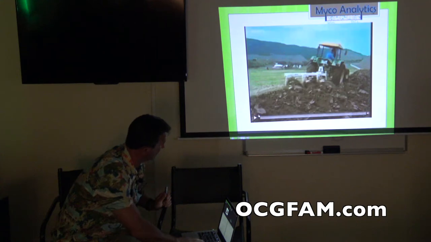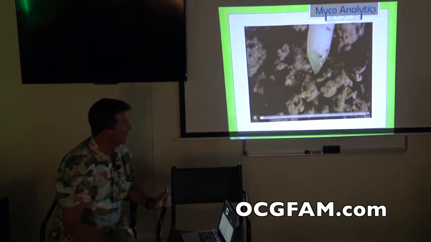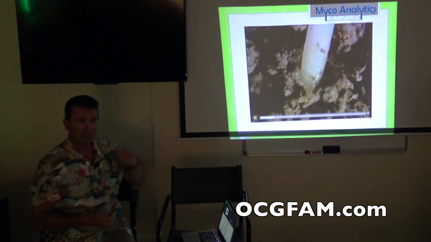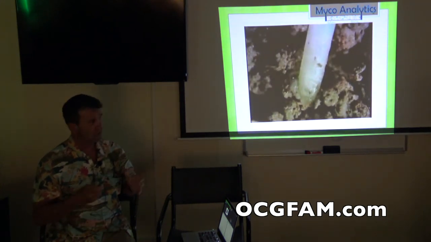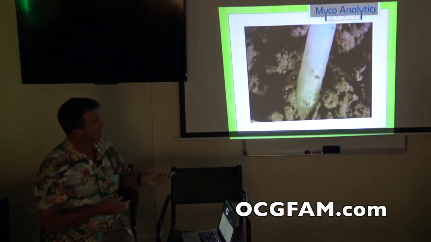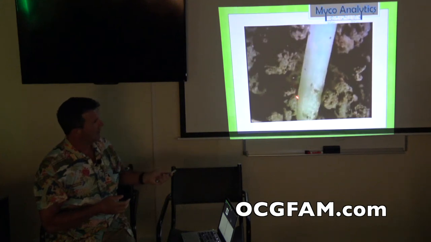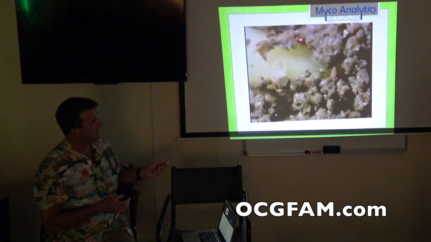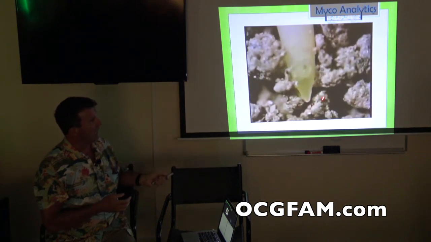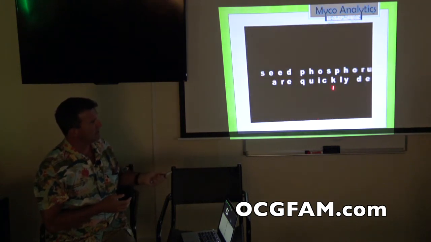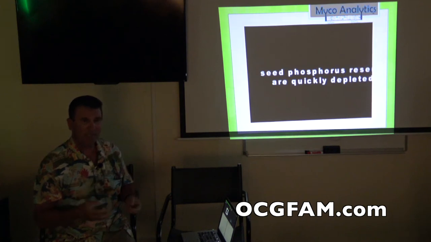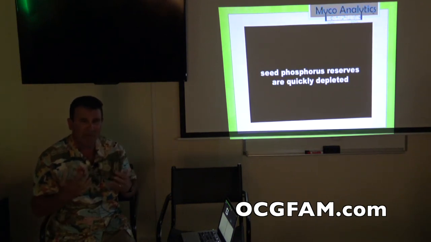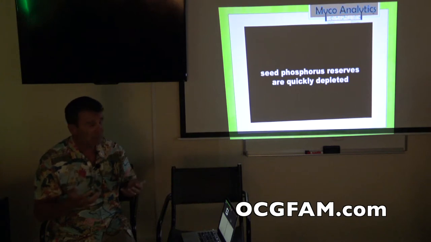What happens with the seed, when roots grow in the soil, there's a certain amount of phosphorus stored in the seed. But you can see a young emerging root doesn't have a lot of surface area, and there's just a little bit of soil contact with this young root. So what happens is that the seed amount of phosphorus is rapidly depleted, but the plant doesn't have enough of a root system to further its growth and get in this phosphorus uptake.